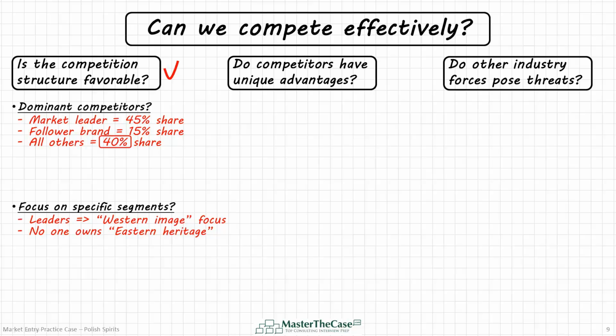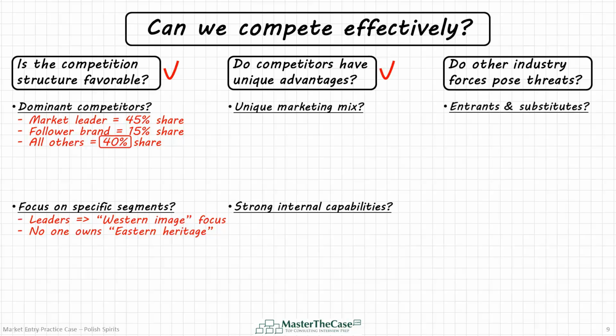Next, I want to test if competitors have any unique advantages in terms of a unique marketing mix and strong internal capabilities. No, we don't think so, and can skip this analysis. Okay. Finally, I want to determine if other industry forces pose threats. What other forces do you mean? Well, there are 3 additional forces that can have an impact on our initiative. 1, other entrants and substitutes. 2, suppliers. And 3, macro factors.